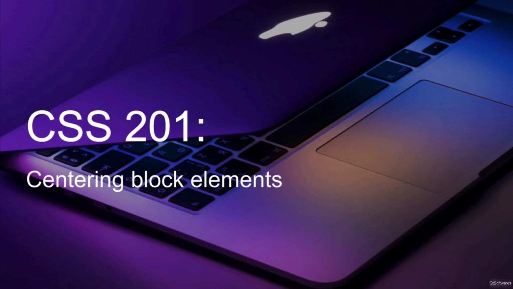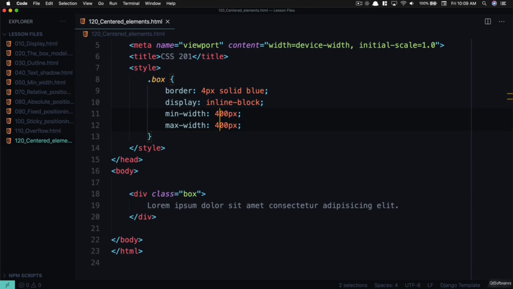To horizontally center an element, we need to use the block element so that it can reserve the entire width of its section. It tries to reserve the entire width. I'll demonstrate this in just a second. And then we can use margin left auto, margin right auto.